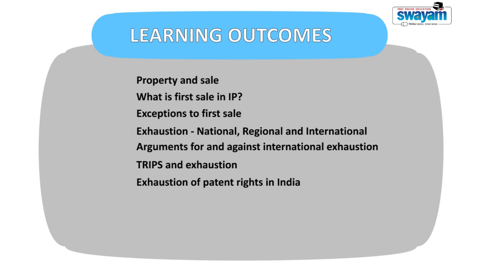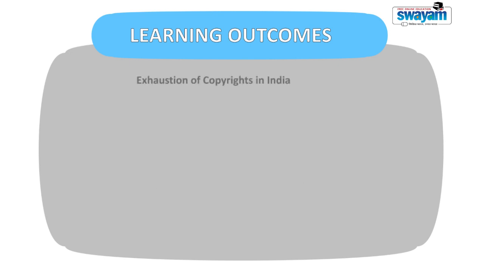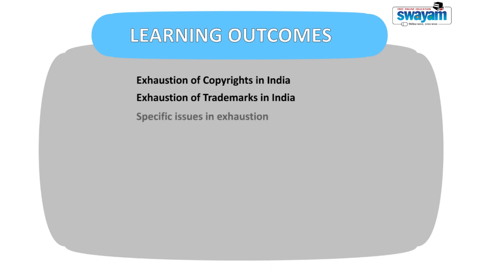We'll also discuss exhaustion of patent rights in India, exhaustion of copyrights in India, exhaustion of trademarks in India, followed with a specific discussion on exhaustion of self-replicating technologies. We'll look into the Bowman versus Monsanto decision delivered by the Supreme Court of the United States a couple of years back.